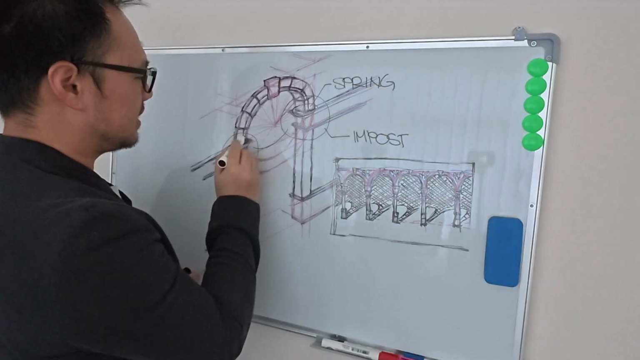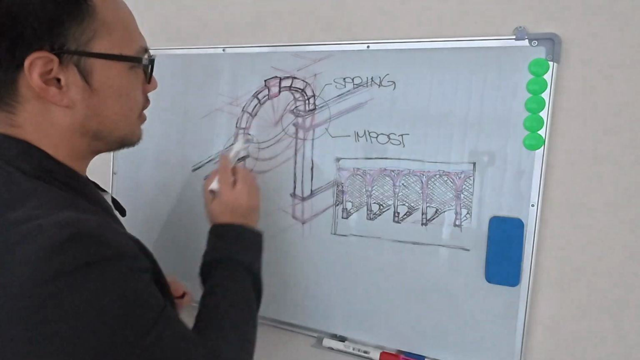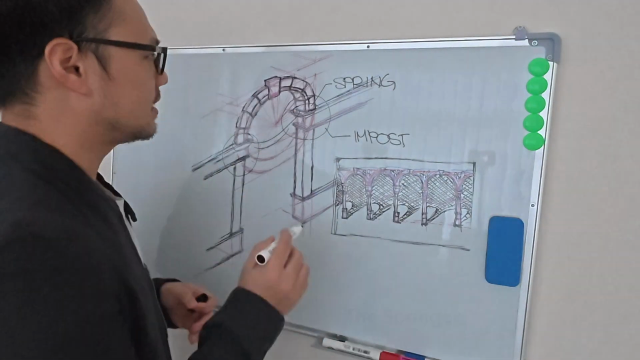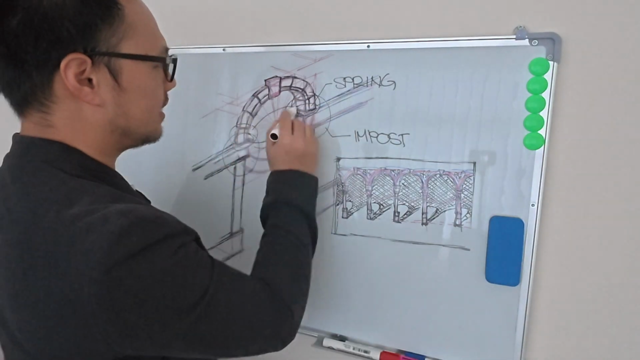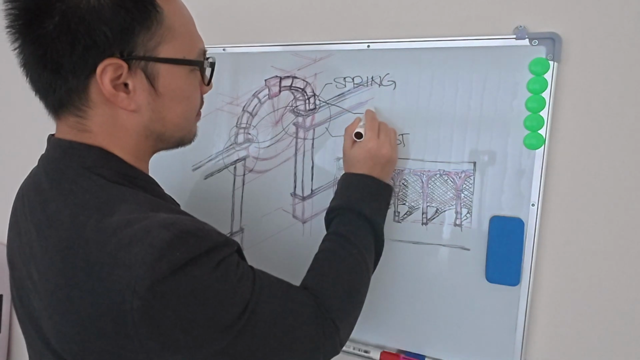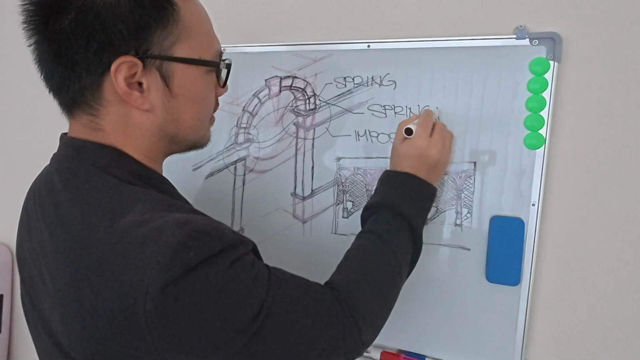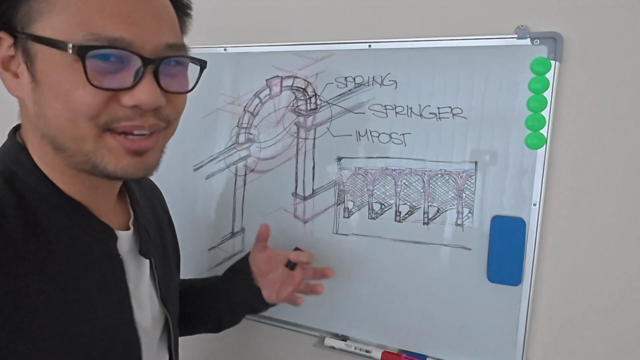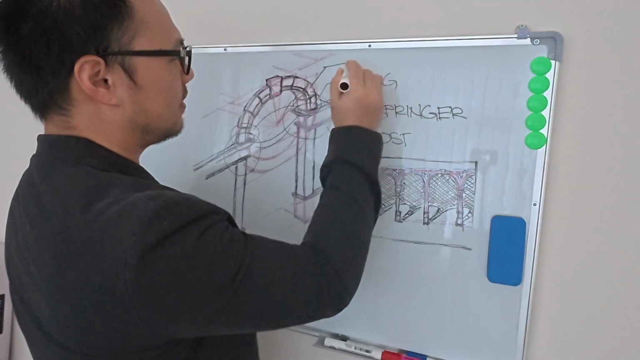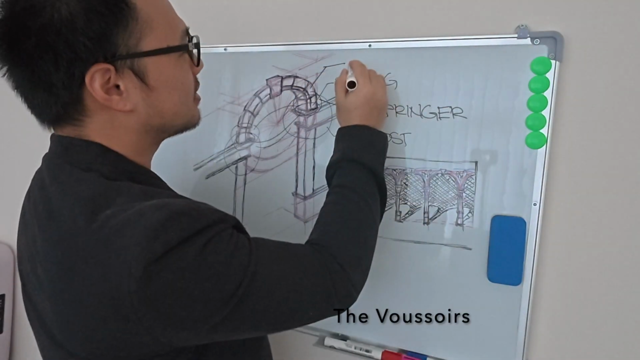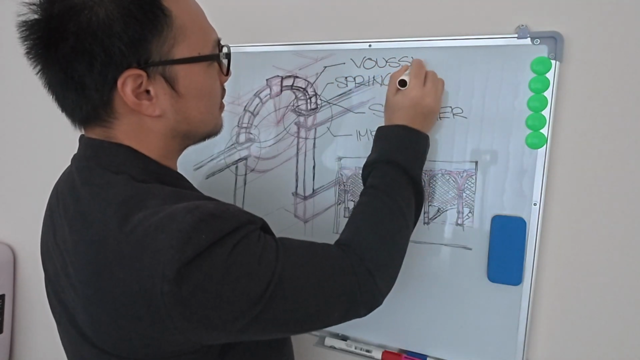Okay, and that of course means that on the opposite end, we also have a spring. That first particular stone that comes off the impost, where it springs off the impost, we call that stone, so we have two again, the springer. The wedged-in stones that create the arch are typically called, I don't know if I'm pronouncing this correctly, but I believe it's pronounced voussoirs.